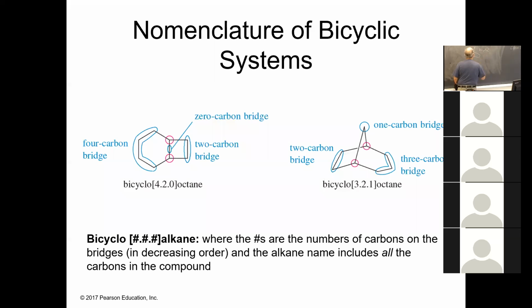Square bracket. My two bridgeheads are here and here. That's where the two rings join. If I go across this bridge, I cross two carbons. And then a period. If I go across this one, I cross two carbons. And if I go this way, I cross how many? I cross one. And this would be heptane. So that's bicyclo 2,2,1 heptane.